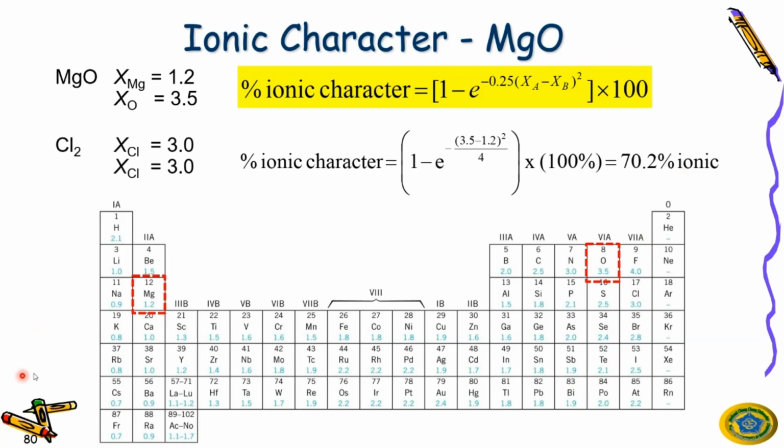Okay, how about chlorine gas? If you put chlorine gas into this equation, what happens? It's 0, right? It's 0. So that means what? That means this is a pure covalent bond. It's not like magnesium oxide, which is about 70% ionic bond. What I want you to remember is this equation, and also a calculator.